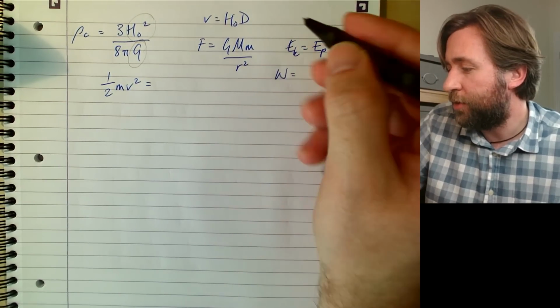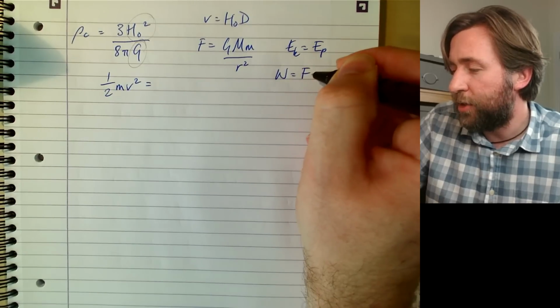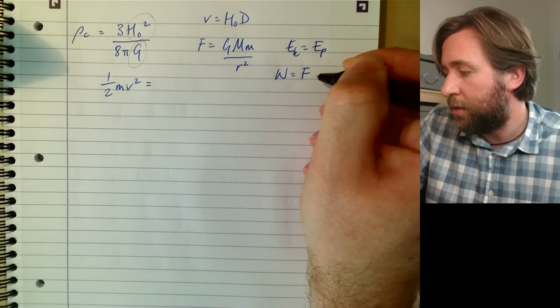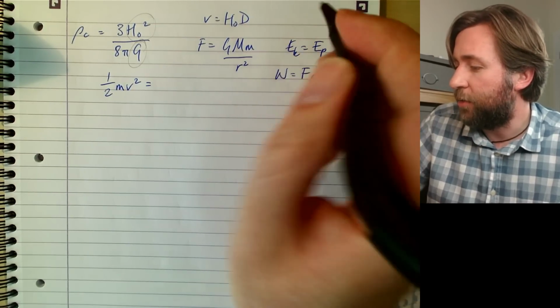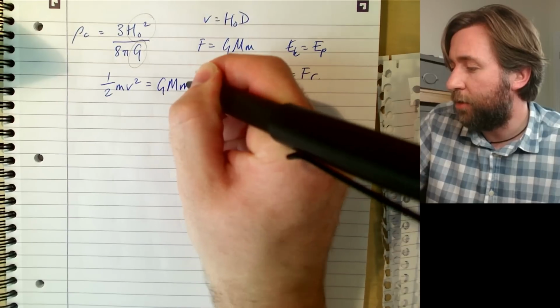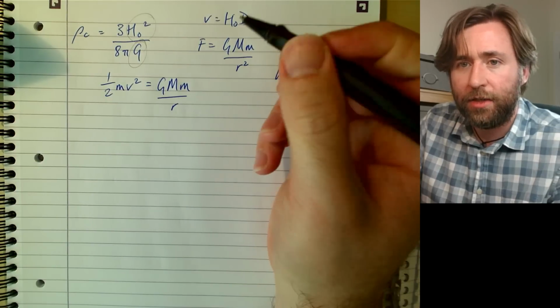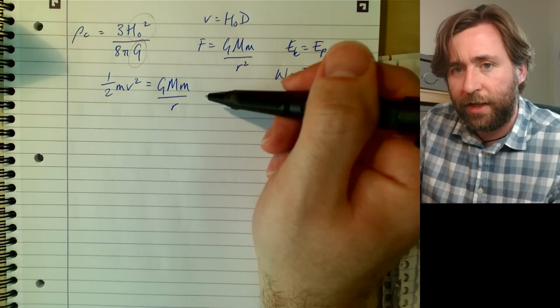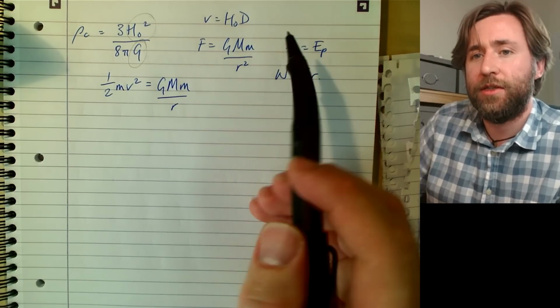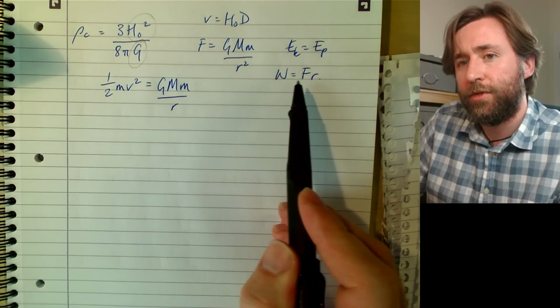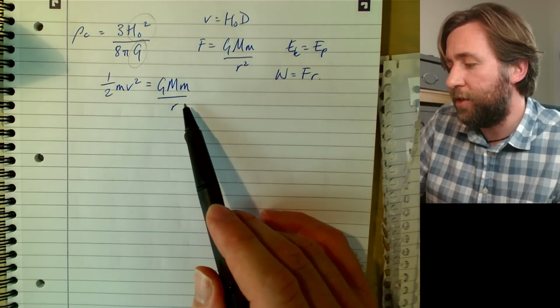This is a force multiplied by a distance r, so we can turn this equation into G capital M little m over r. I hope that made sense there. This is just this force multiplied by a distance to give us an energy.